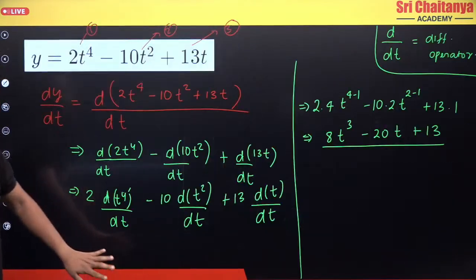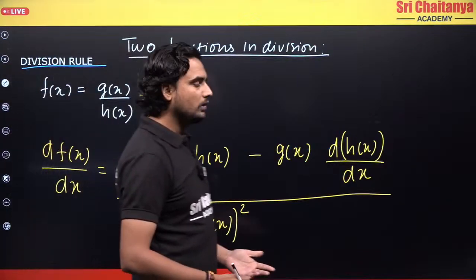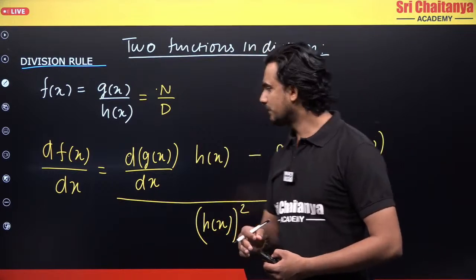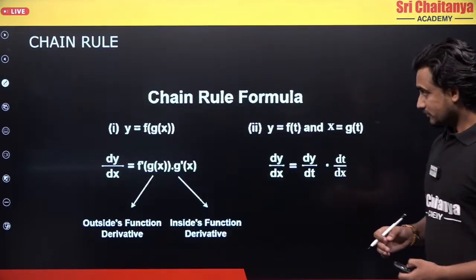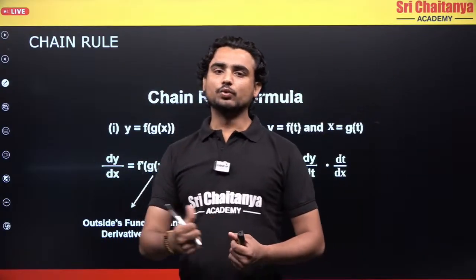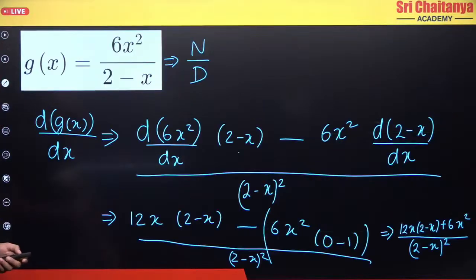Okay, and there are various methods which we have talked about. We have talked about the product rule and the division rule. These are the two most important formulas. And with this we'll move on to a more important topic, that is the chain rule. Okay, so why is this chain rule important? Let's understand.